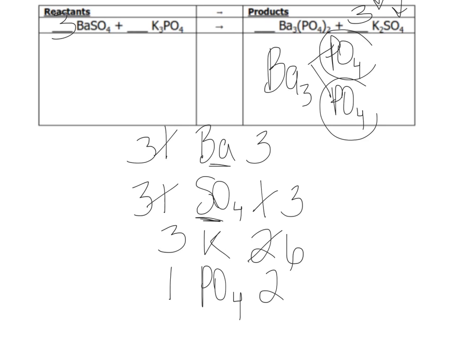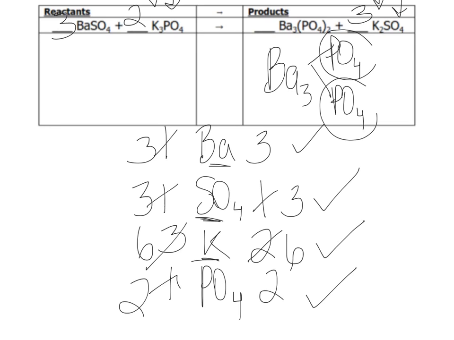Okay, now I'm going to fix K. On the product side I have 6, and on the reactant side I only have 3. So I'm going to put a 2 there. So now I have 6 Ks on both sides, and my 2 also made me have 2 PO4s, which is what I needed. So Ba, SO4, K, and PO4, and my coefficients are 3, 2, 1, 3.